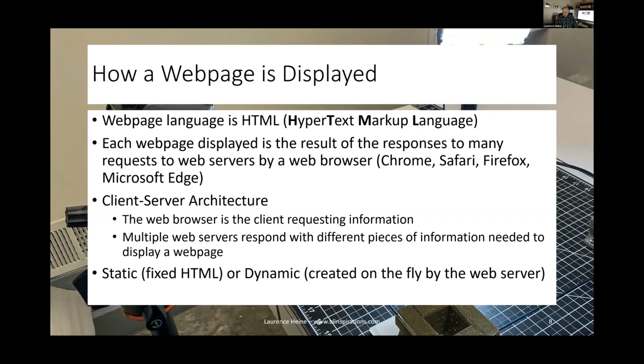A dynamic page is created on the fly using another language and frequently a database to track all the information, so that when the client asks for a page, the server sees that it's a program. It actually executes a program that says this is what to do to display the page, and then sends the resulting information back to your computer to display.